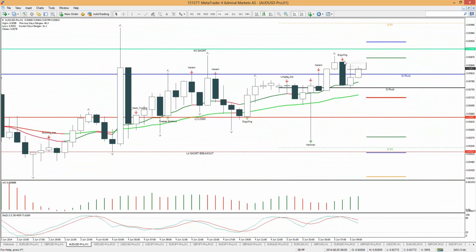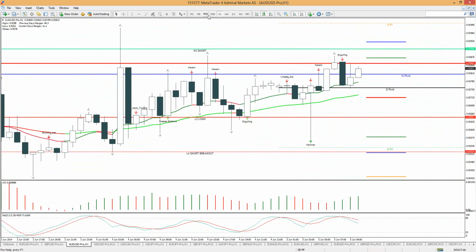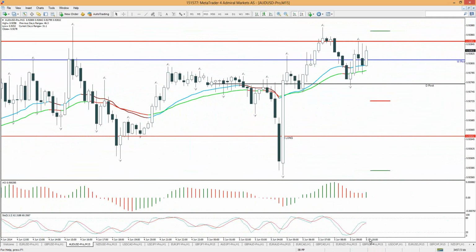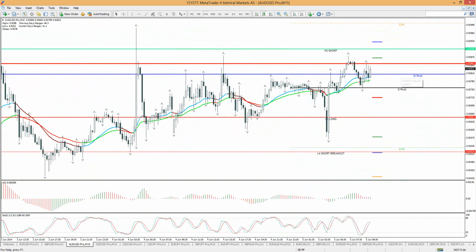Engulfing twins on the hourly. I would probably look for a close above that red line. That would probably signal a decent chance that the bulls are back in control. But because of the lack of space, not that much space here.